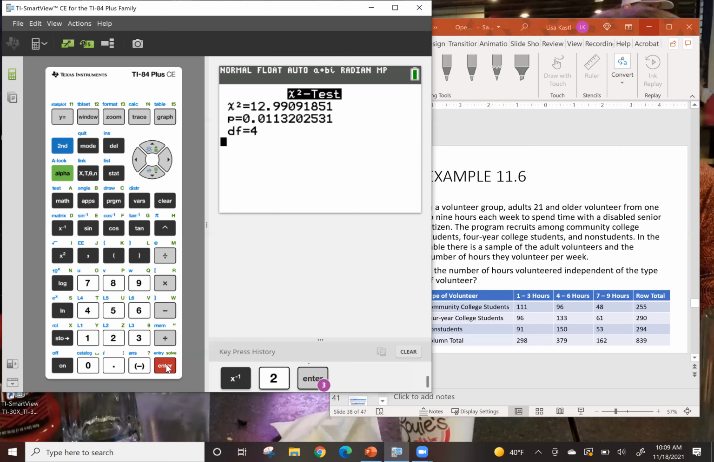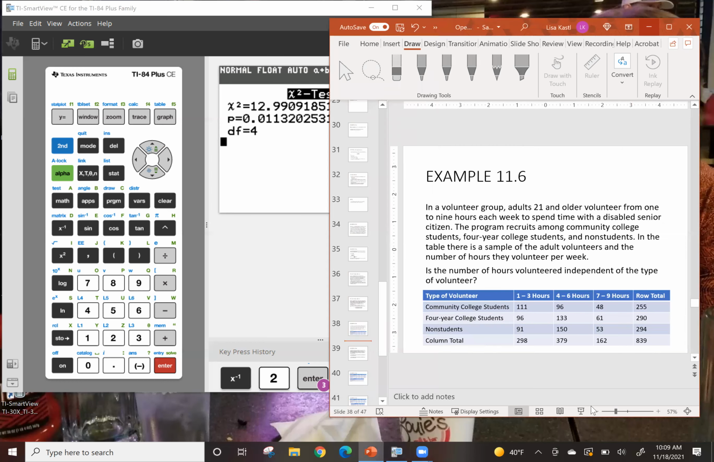How nice is that? Remember, the degrees of freedom are the number of rows minus 1. We have 3 rows. 3 minus 1 is 2. Times the number of columns minus 1. We have 3 columns. 3 minus 1 is 2. 2 times 2 is 4. Okay, so go back to our PowerPoint.